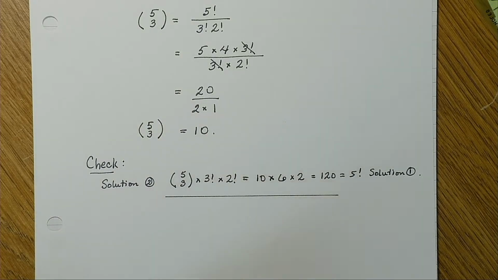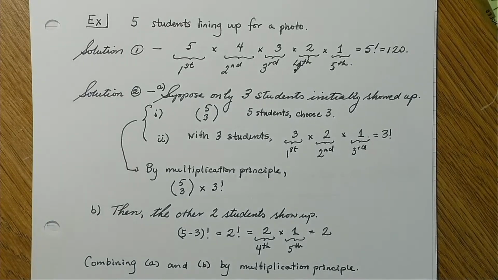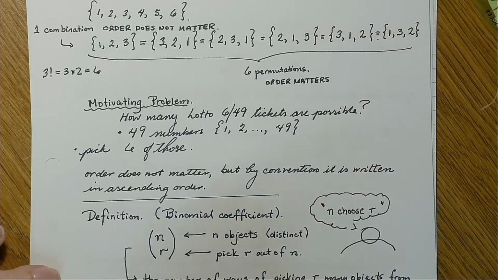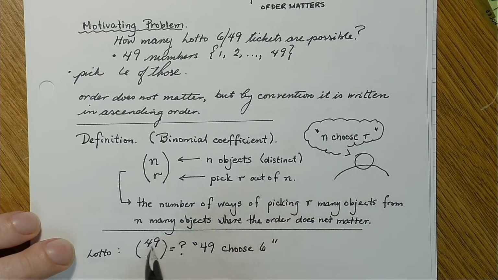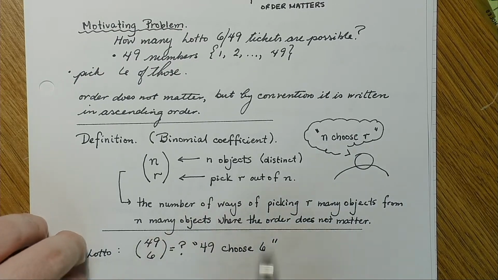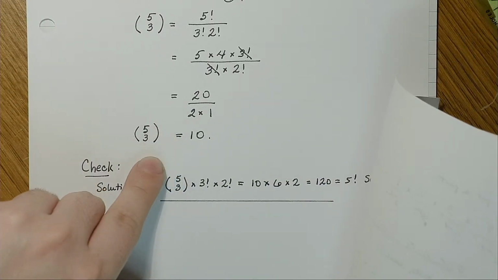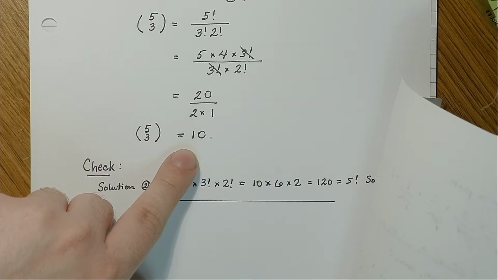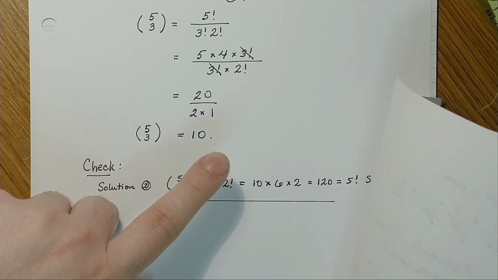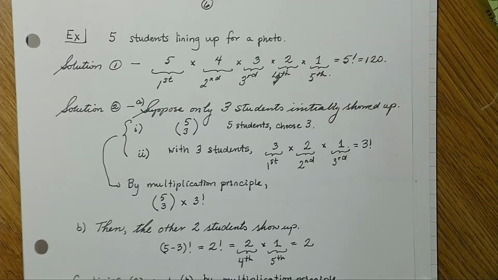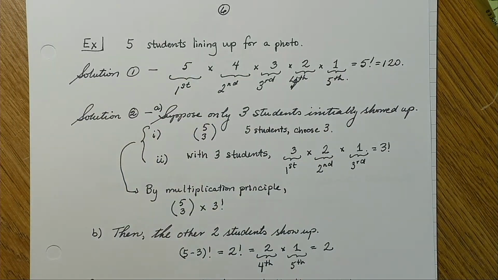So now we did it for this one simple, small little problem, which was for 5 students lining up for a photo. But our motivating problem was, okay, we want 49 choose 6. And we solved it for 5 choose 3, which is 10. What we need to do then is, can we abstract this? Can we come up with a general formula? And the answer is yes.